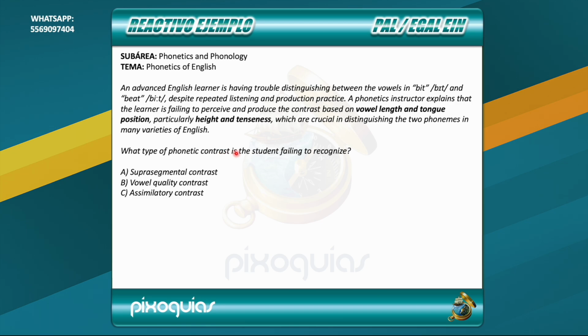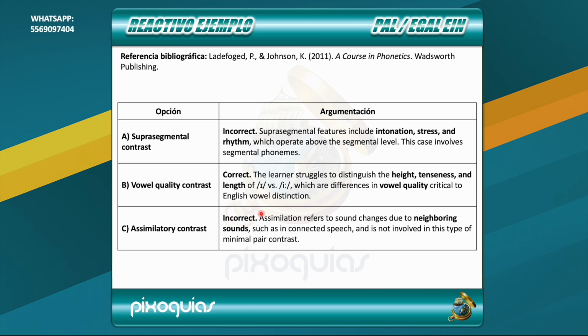What type of phonetic contrast is the student failing to recognize? A. A suprasegmental contrast. B. Vowel quality contrast. Or C. Assimilatory contrast. The correct answer is B.